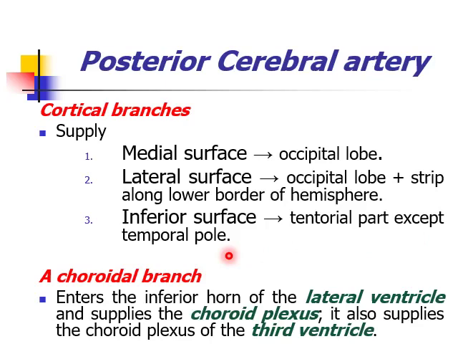The choroidal branch coming from the posterior cerebral is like the choroidal branch we saw earlier coming from the internal carotid. The choroidal branch enters the inferior horn of the lateral ventricle and supplies the choroid plexus. It also supplies the choroid plexus of the third ventricle. So it shares in the choroid plexus of the lateral and third ventricles. This is the share of the posterior cerebral artery in formation of the cerebrospinal fluid.